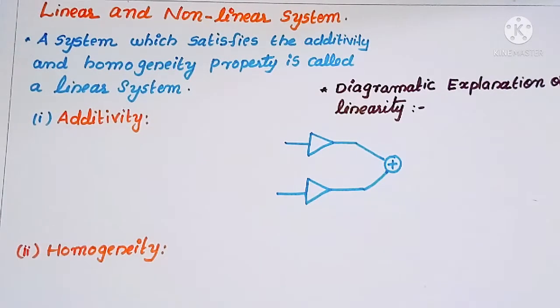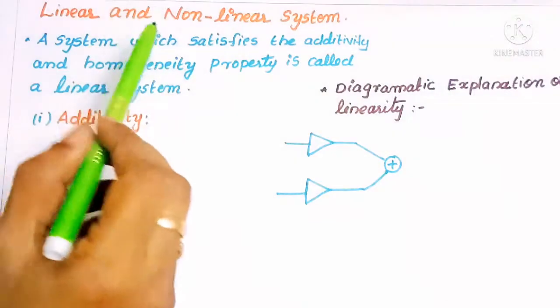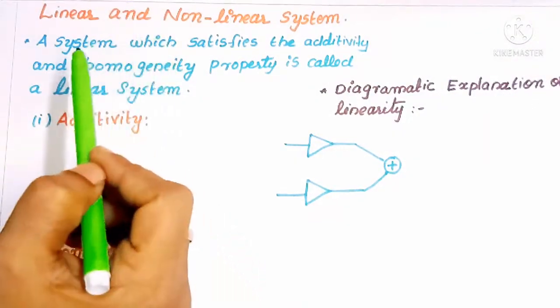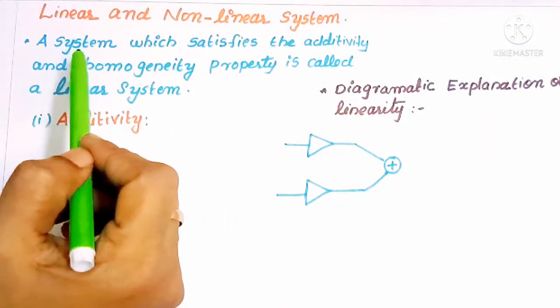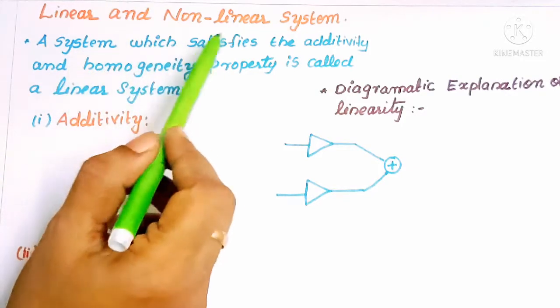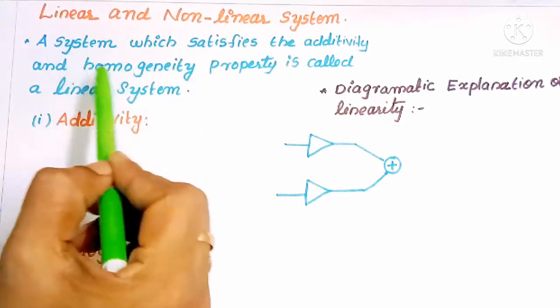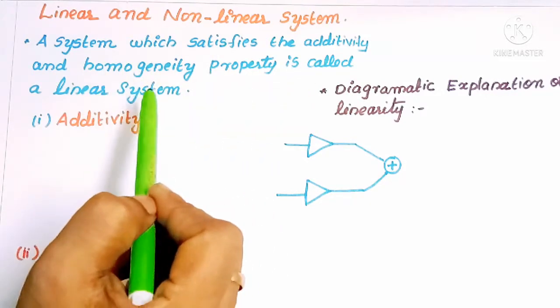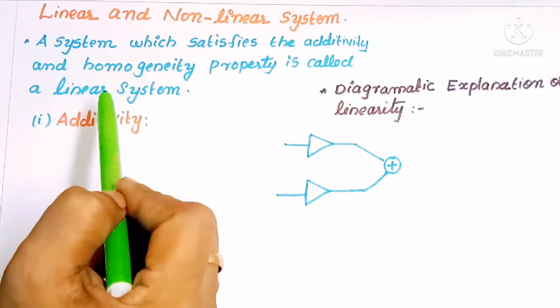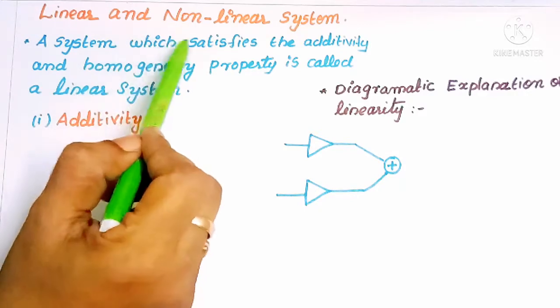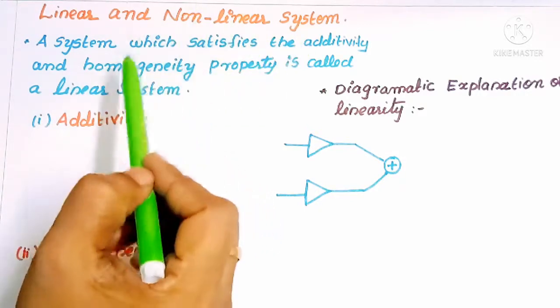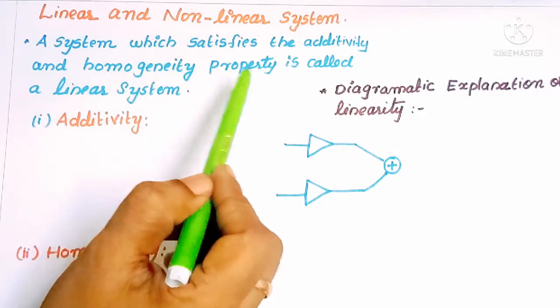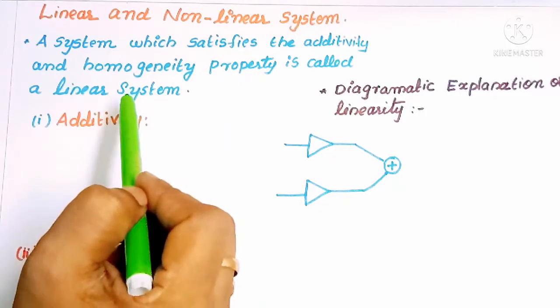Today we are going to discuss the fourth classification of systems, that is linear and non-linear systems. What is meant by a linear system? A system which satisfies the additivity and homogeneity property is called a linear system.